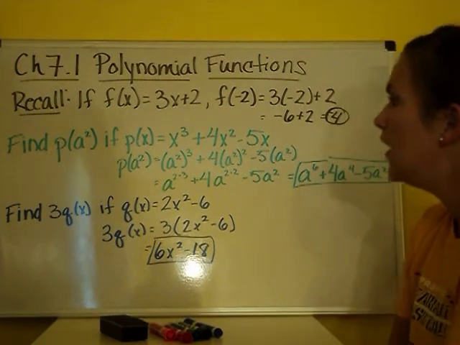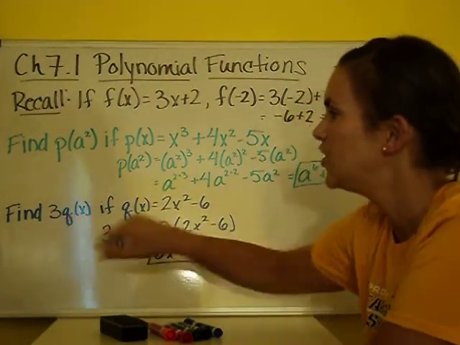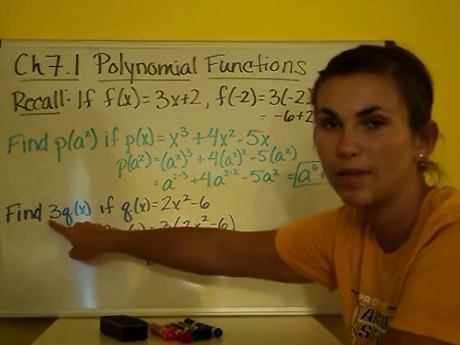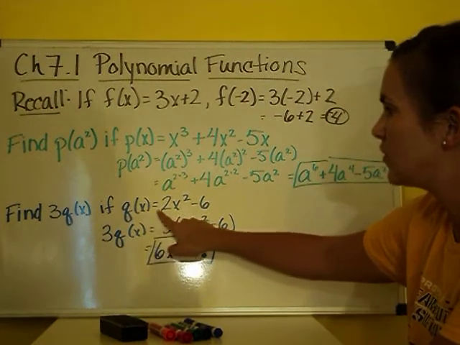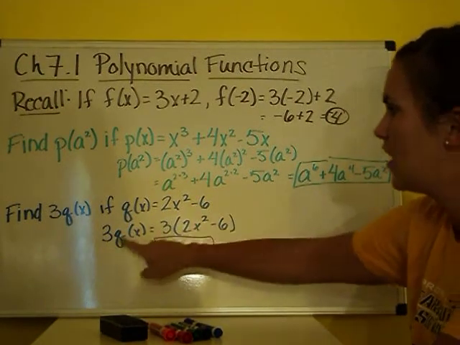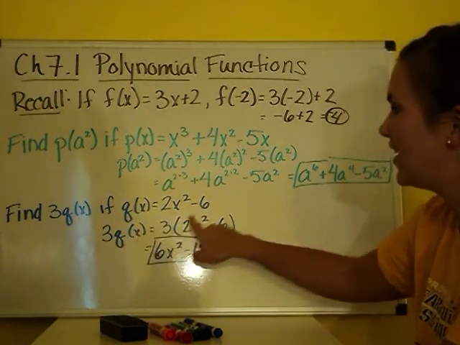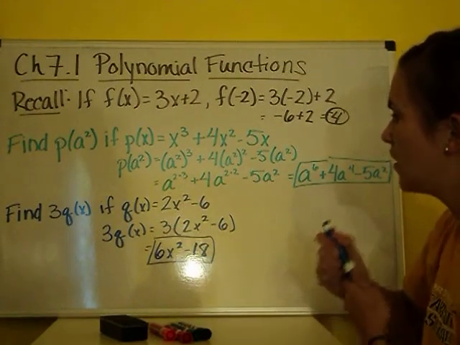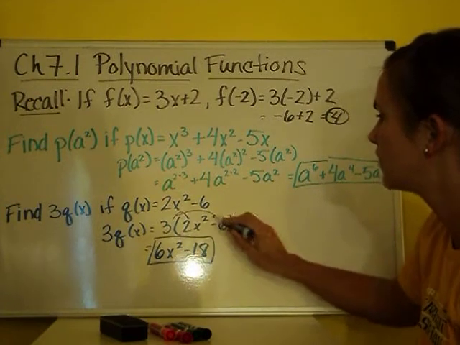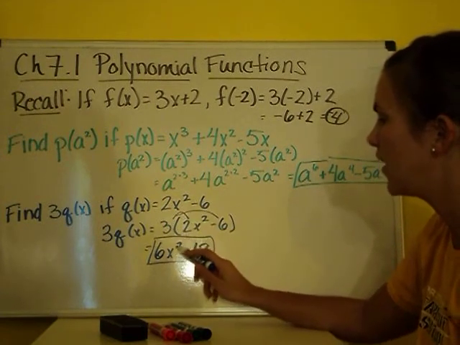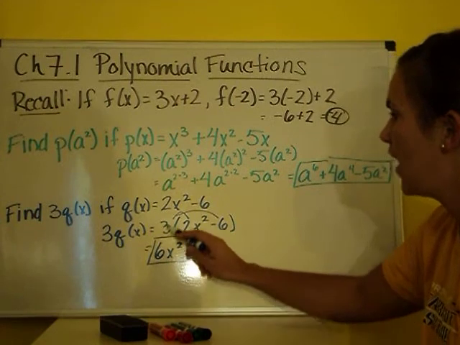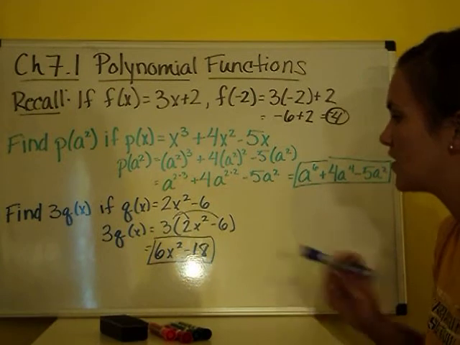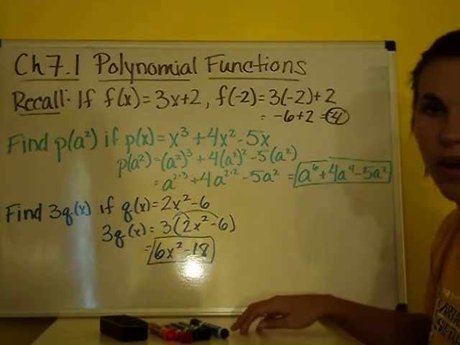Okay? If it says to find 3q of x, that means that we're taking the whole function of q of x and multiplying it by 3. So if q of x equals 2x squared minus 6, then 3q of x is going to be 3 times that whole thing, times the whole q of x. So when we do that, all we have to do is distribute. So 3 times 2x squared is going to be 6x squared, and 3 times negative 6 is negative 18. So 3q of x equals 6x squared minus 18.